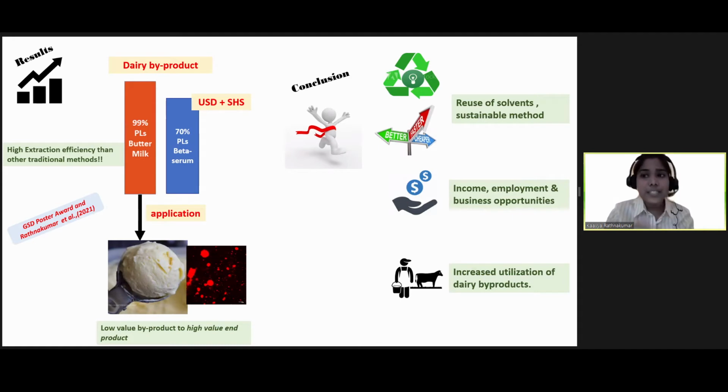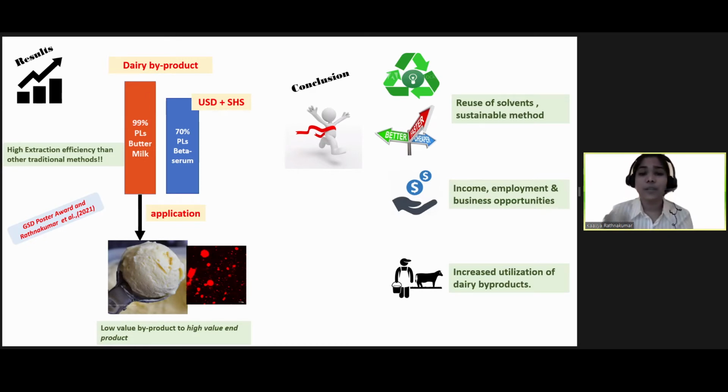Further, this was applied into ice creams, which was not depicted in my poster, which I did later on. And we were able to see 63% of phospholipids. These phospholipids were mapped at every stage of the ice cream manufacturing process, and we were able to see interesting results in every stage of the processing, which I'll be working on in future.